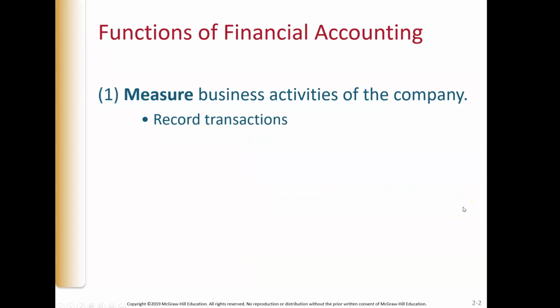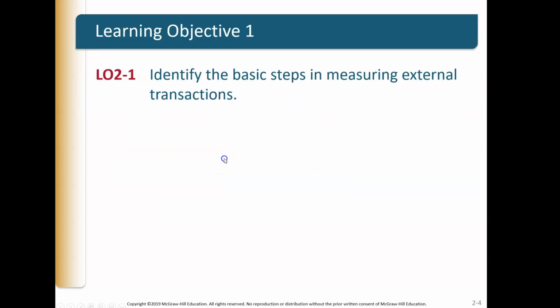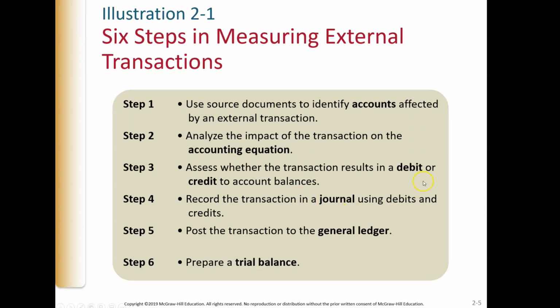So remember, the functions of financial accounting are to measure those business activities and communicate that information. So the way we do that, we measure the business activities by recording transactions and then preparing financial statements. So we're going to focus on recording transactions for this chapter. So there's 6 steps in measuring these external transactions. These are external because they occur outside. It's a transaction between the company and someone outside the company.